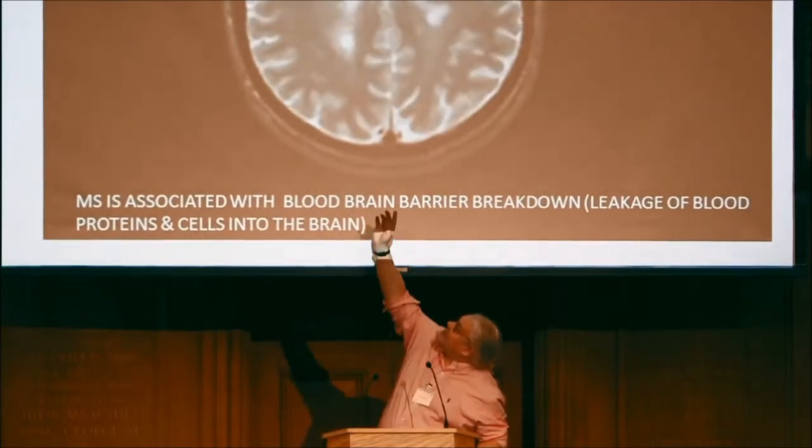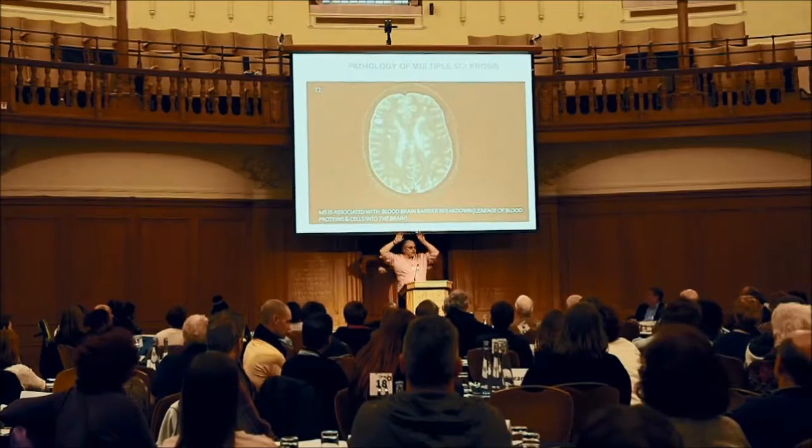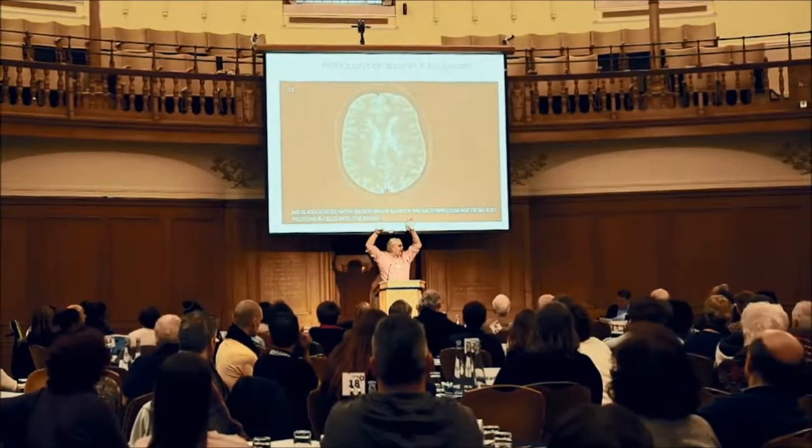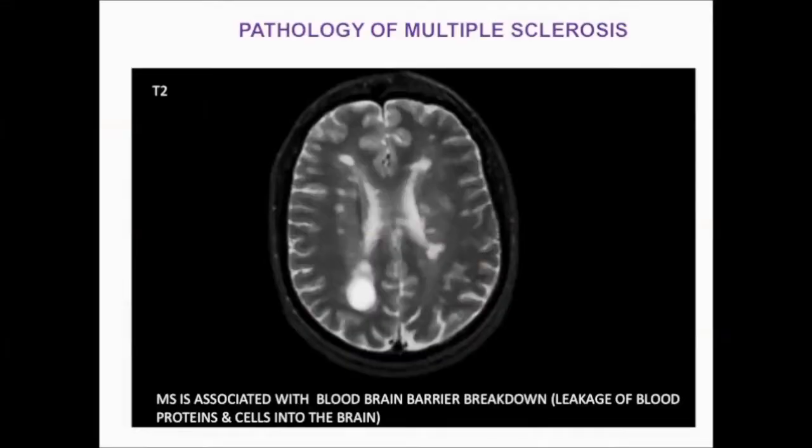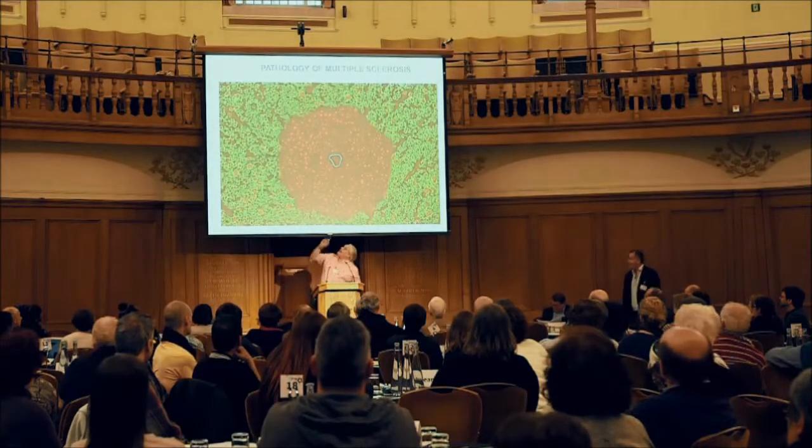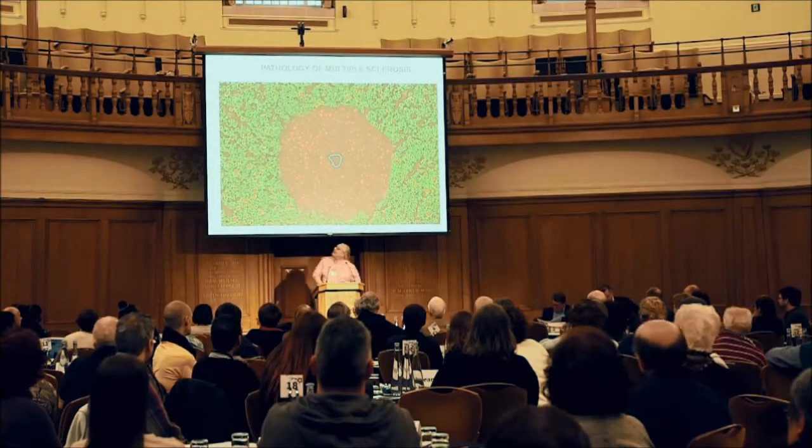Now, this is a T2 weighted image where the fluid is bright and white. And what you can see is that lesions come and go. And for every clinical attack, you may be able to find about 10 lesions. Now, what can happen with those lesions is the default is to repair. And so we get what we call remyelination.